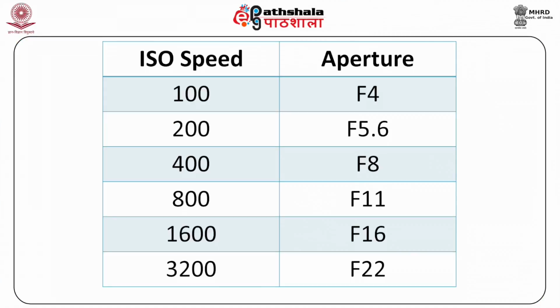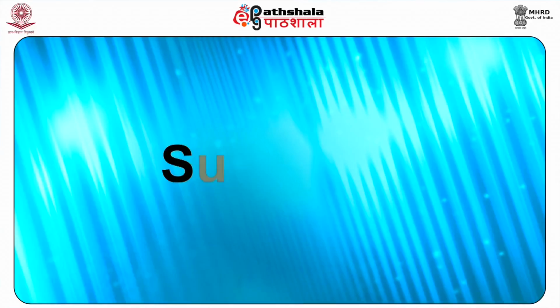Now ISO speed and the aperture. If the ISO speed is 100, the aperture size is f/4. If ISO speed is 200, aperture is f/5.6. If ISO speed is 400, aperture is f/8. If ISO speed is 800, it is f/11. If ISO is 1600, aperture is f/16. If ISO is 3200, the aperture size is f/22.